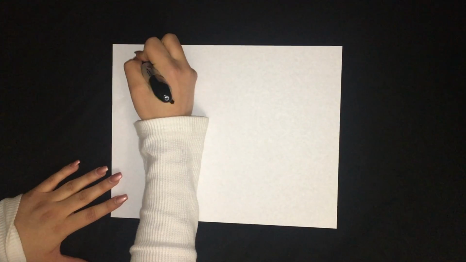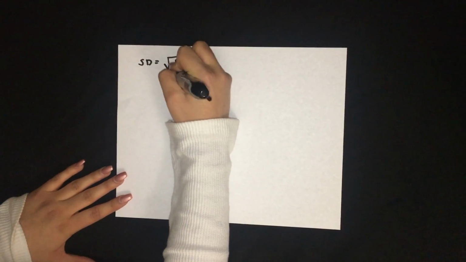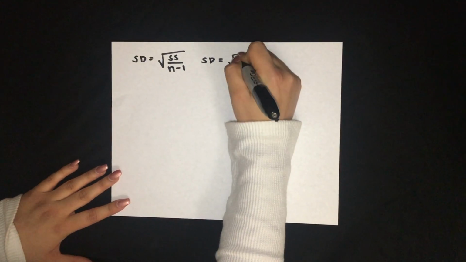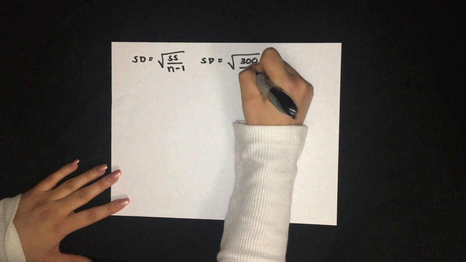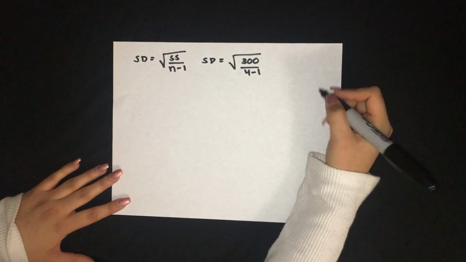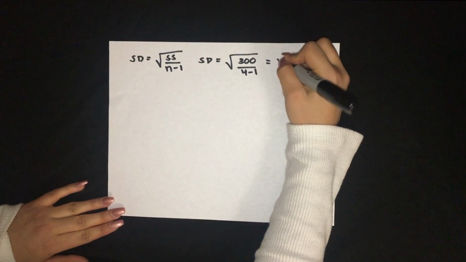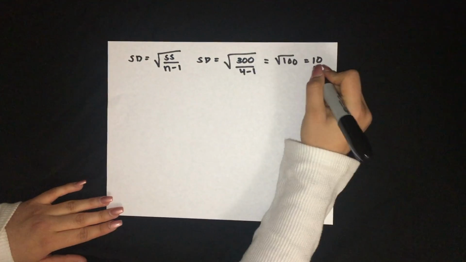Next, you're going to solve for the standard deviation by doing the square root of the sum of squares over the sample size minus 1. So the numbers you're going to put in is the square root of 300 over 4 minus 1, which equals the square root of 100, which then gives you 10.